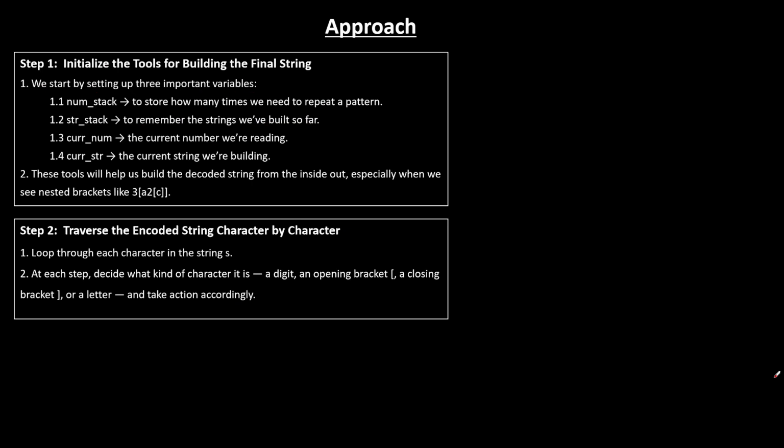Now, since we got the intuition of the problem, let's look into the approach, how we're going to solve it. So we initialize the tools for building the final string. We start by setting up four important variables: num stack, string stack, current number, and current string, to store how many times we need to repeat the pattern, the strings we build so far, the current number we are reading, and the current string we're building.